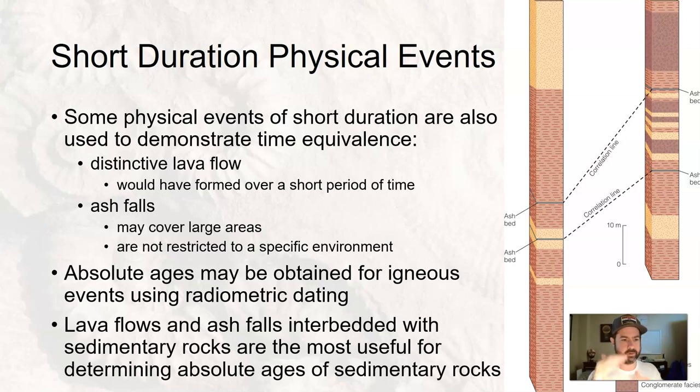So if you have lava flows that are interbedded with sedimentary rocks, that's the most useful way for determining absolute ages of sedimentary rocks. Because remember, we can't really get an absolute age using radiometric dating of when the sediment was deposited and the sedimentary rock formed, because the minerals that make up sedimentary rocks existed elsewhere. They're just broken down pieces that got cemented together. So the time we would get is not the formation of the sedimentary rock, but the formation of the metamorphic or igneous rock where those minerals originated.